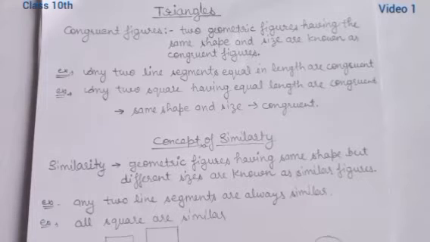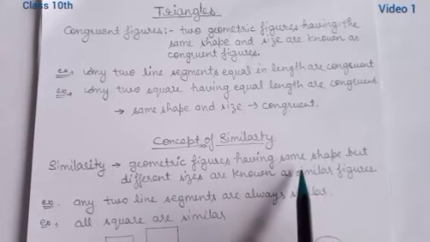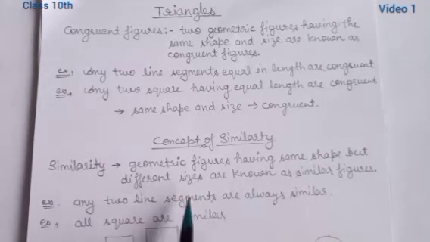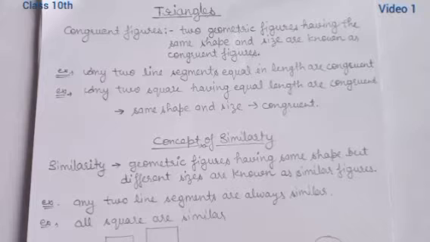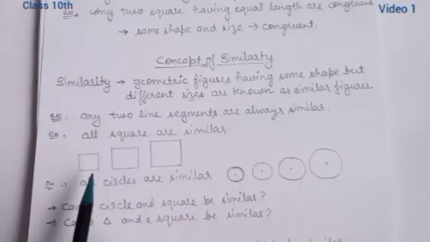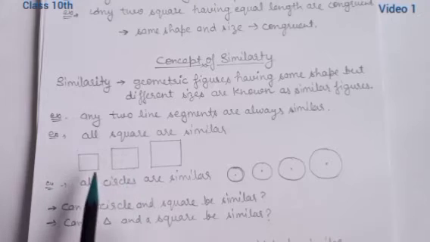So what are similar figures? Geometrical figures having the same shape but different size are known as similar figures. So let's see examples of similar figures. Any two line segments are always similar, means even if their lengths are different, they are said to be similar. Okay, all squares are similar. You can see here three squares, all with different side lengths.